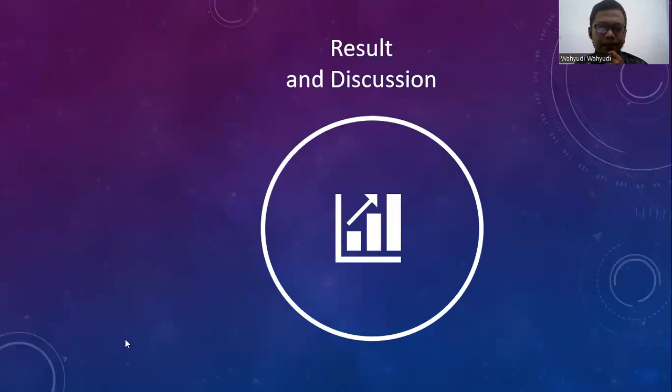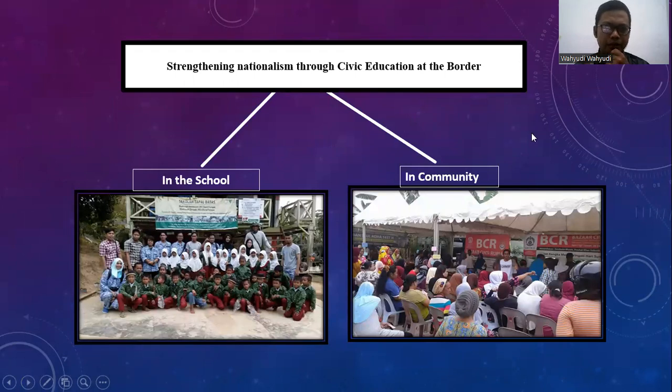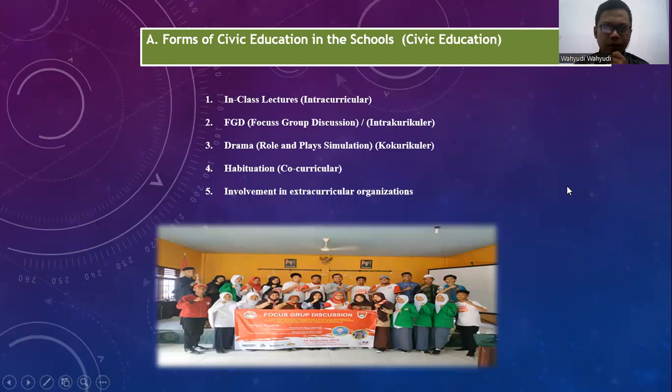Result and discussion. Strengthening nationalism through civic education at the border consists of 2 points. The first is in the schools, namely civic education, and in the community, namely citizenship education. The first forms of civic education in the school are implemented in class lectures, or intracurricular, then FGD, focus group discussion, intracurricular, and drama or role play simulation, co-curricular, and then habituation, co-curricular, and last, involvement in extracurricular organizations. These are the forms of civic education in the schools.